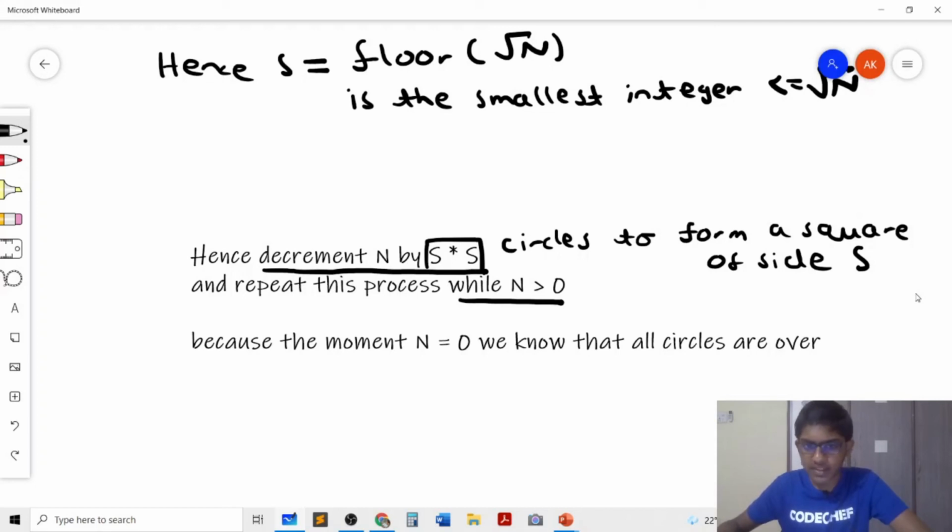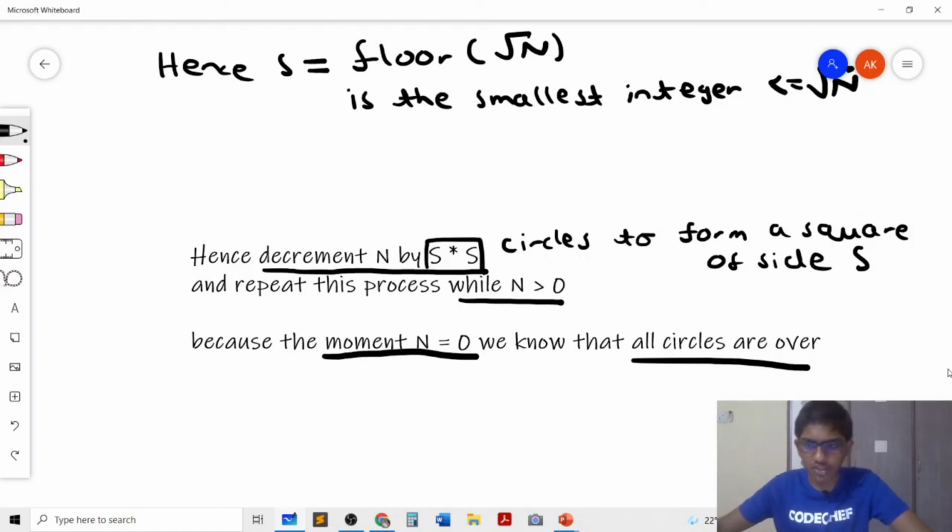And why do we repeat this process while n is greater than 0? Because we know that the moment n becomes 0, all the circles are over, and hence we terminate our loop, or we basically know that all the steps in the process are over.